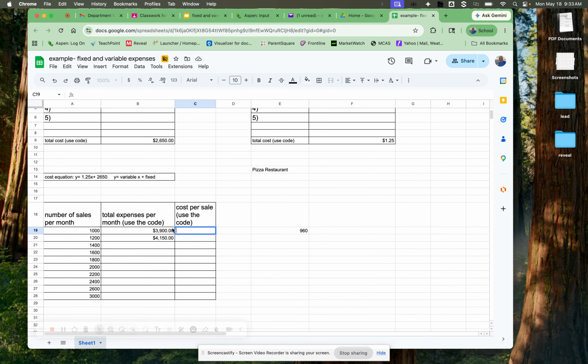And then cost per sale, I'm going to take this total cost. Total cost is $3,900. I'm going to write it first, $3,900. And I have to divide by the number of customers, which is 1,000. So I'm going to write it in terms of code. Equals, parentheses. So I'm going to use this cell here, which is B19, and I'm going to divide by 1,000, which is over here, A19. So that's $3.90 per sale. All right, we're going to use that later on.